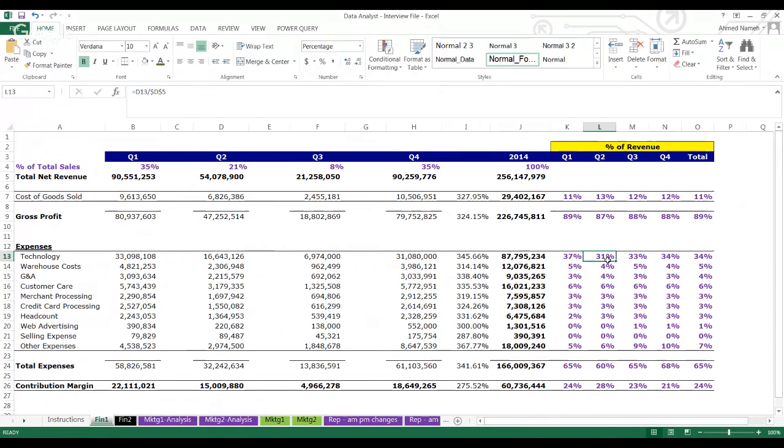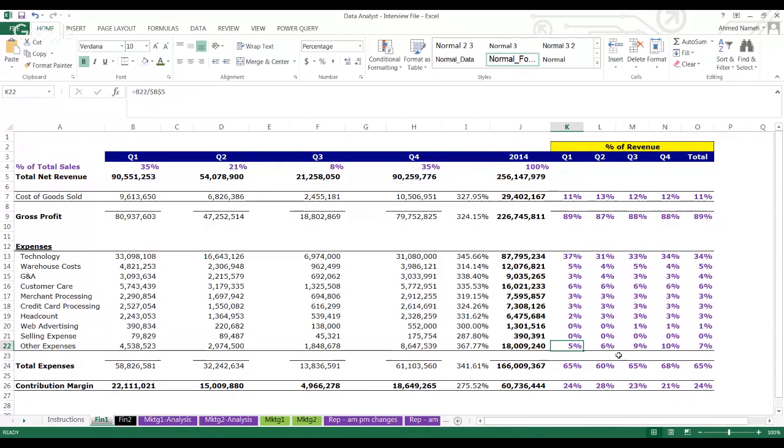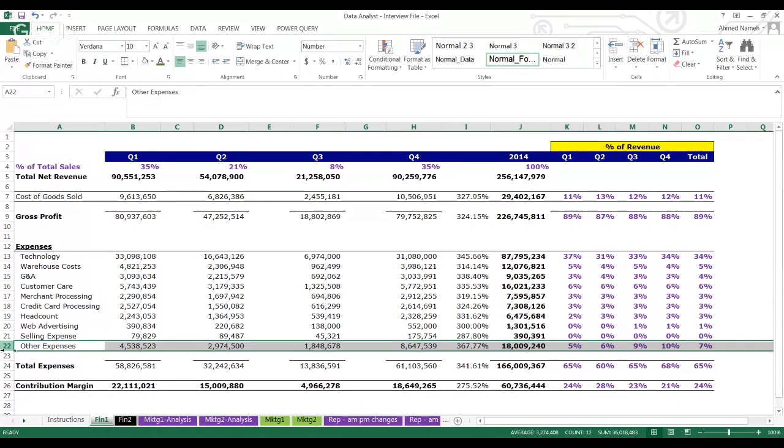From Q2 on forward, technology has sort of stabilized. The driving force as to why the contribution margin decreased from Q2 onward from 28% to 21% is the other expenses item, which has doubled between Q1 and Q4, going from 5% of total revenue all the way to 10% of total revenue. So if you're trying to answer the question, why did contribution margin decrease to 21% in Q4, this right here is your answer.